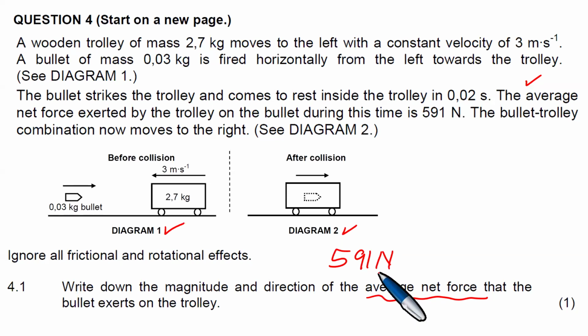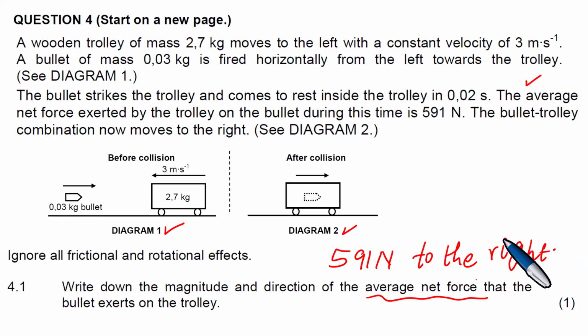In which direction is it? Because we know that the average net force exerted by the trolley on the bullet during this time is this, but the one exerted by the bullet on the trolley is in the opposite direction. And this is called Newton's third law. And obviously, the one exerted by the bullet on the trolley is 591 newtons to the right. Right, so this is what we want, and this is what we've got.